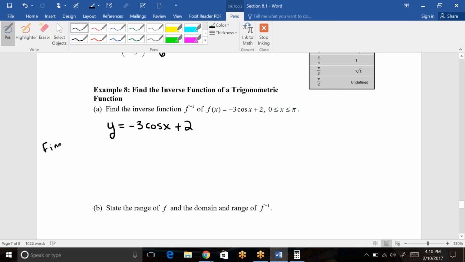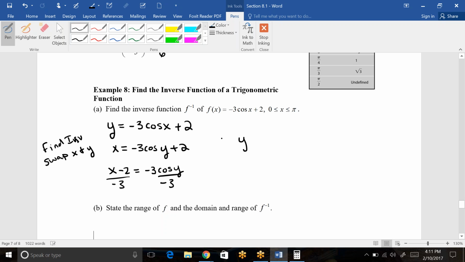When you want to find an inverse, our first step is to remember what really happens in an inverse. They swap their domains and ranges. So if we physically swap x and y, we have set ourselves up to look at the inverse. The only problem is in any function you want your equation to be solved for y. So we have to actually undo some of the things here. So we're going to subtract 2 over. We're going to divide by negative 3. So cosine y, still have our cosine attached to that, equals x minus 2 over negative 3.